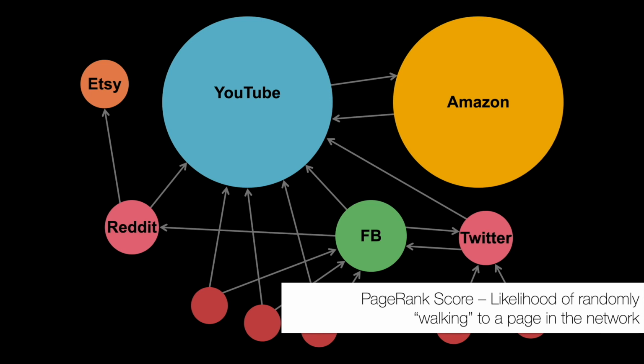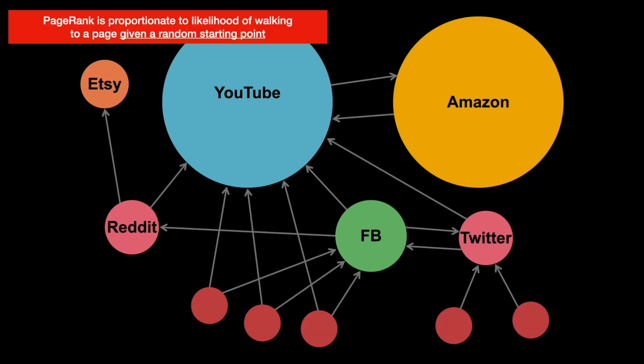So if we started at many different random points in the graph of the web, and we randomly followed these links, or you randomly clicked links on a page, where are you most likely to end up? And that likelihood is proportional to your PageRank for a particular website or web page.